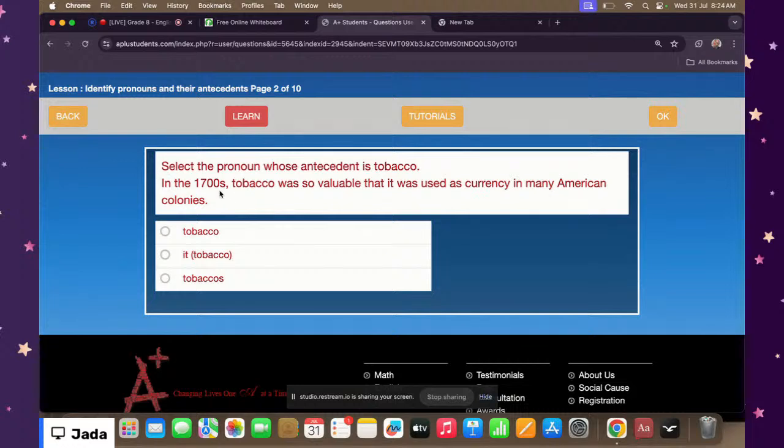In the 1700s, tobacco was so valuable that it was used as currency in many American colonies. So, whose antecedent is tobacco? It. This is the pronoun here.